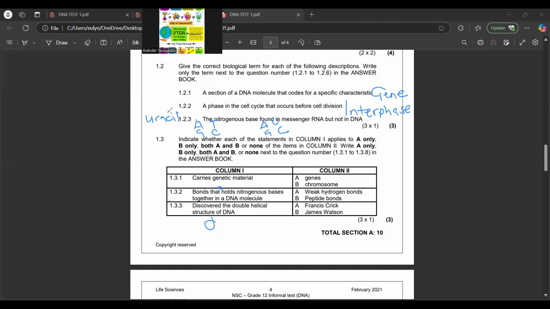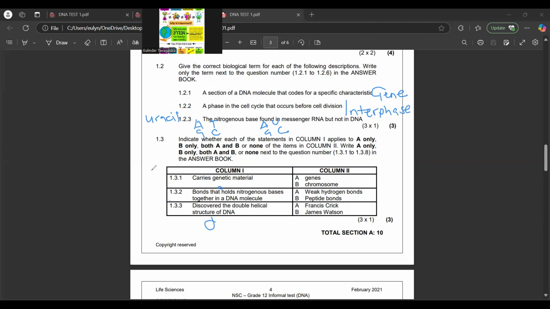Uracil. That is our answer. The answer becomes uracil. Okay. Now let's move on to the next question, 1.3. Indicate whether each of the statements in column 1 applies to A only, B only, both A and B, or none of the items in column 2. Write A only, B only, both A and B, or none next to the question number.